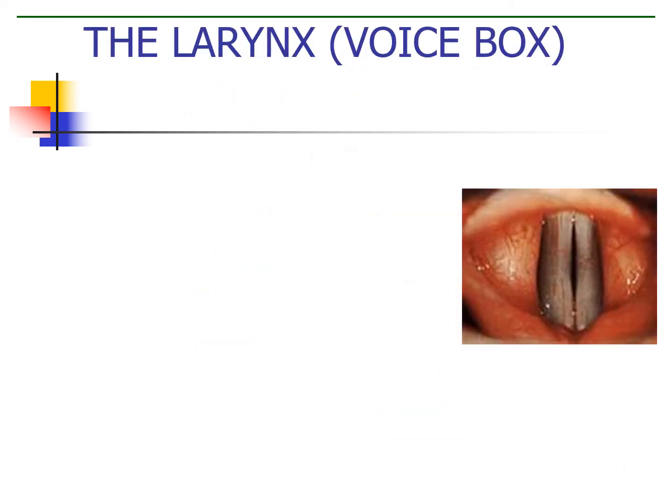Now, some people consider the larynx or the voice box to be part of the upper respiratory system, and some people consider it to be part of the lower respiratory system. I'm just going to kind of talk about it as in the middle. The larynx is what we commonly call your voice box. It is considered to be the top part of your trachea.